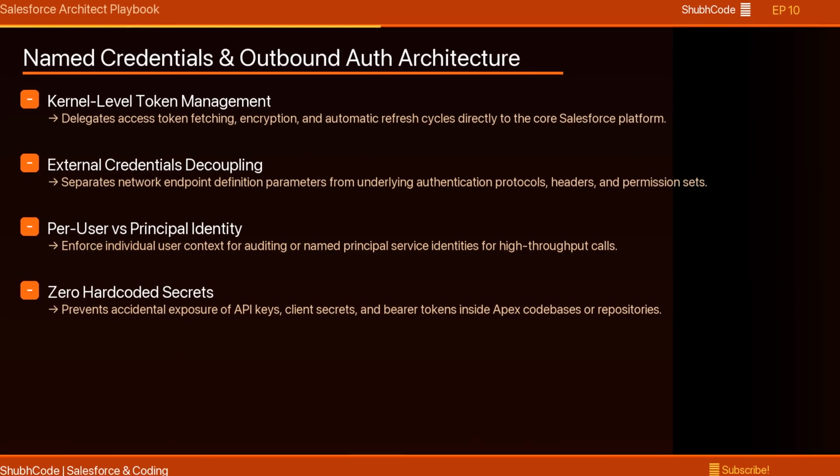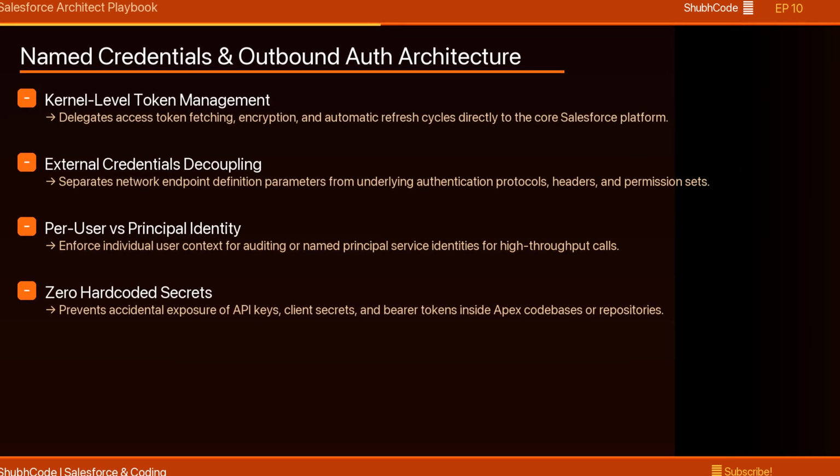Writing custom Apex code to manage OAuth tokens, header signatures, or refresh logic is a massive enterprise anti-pattern that creates severe security vulnerabilities. Named credentials completely abstract authentication, securely managing credentials, endpoint URIs, and token refresh in the platform kernel. With modern named credentials, architects can decouple endpoint definitions from external credentials, enabling granular credential sharing across multiple endpoints. Always leverage per-user or principal-based authentication models in named credentials to enforce end-to-end auditability and principle of least privilege.